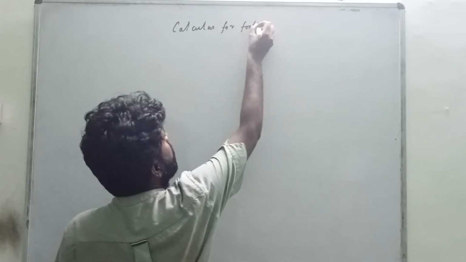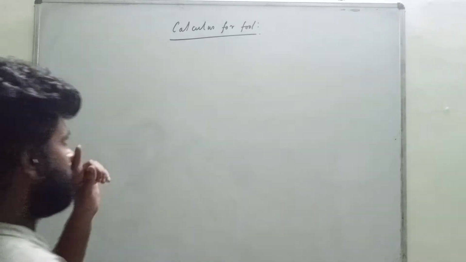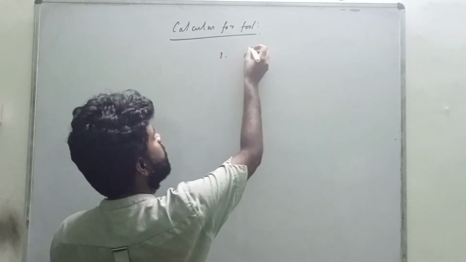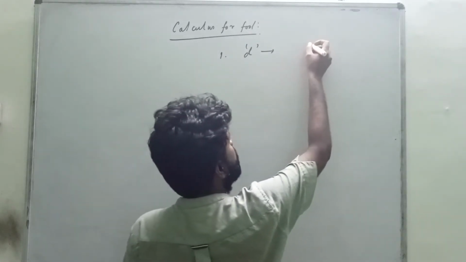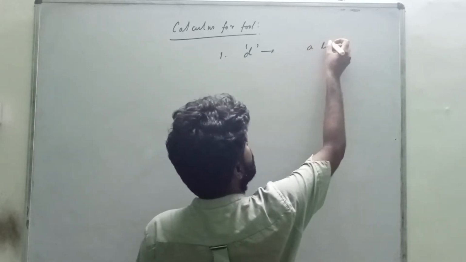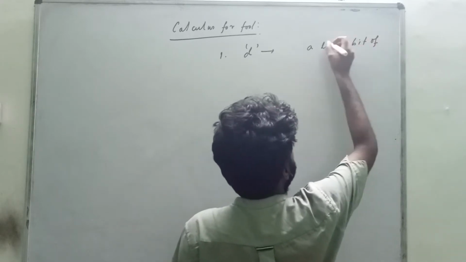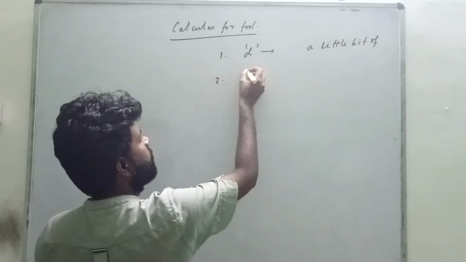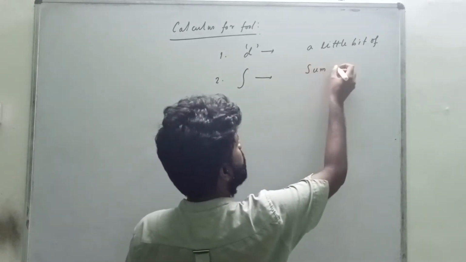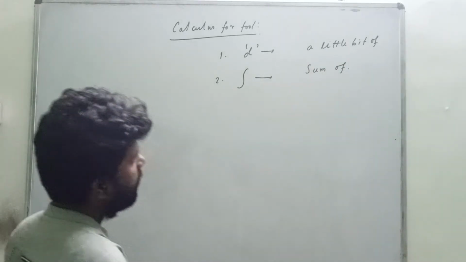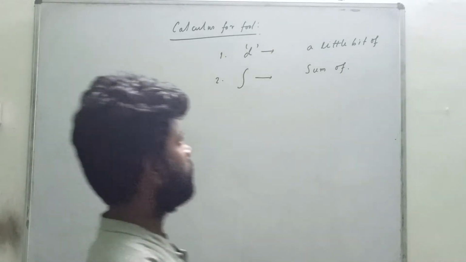So in the first part, I had introduced two symbols. One is small d, which means a little bit of. And another one is with a large S, and it means sum of. So one is d, a little bit of, and another one is the sum of.